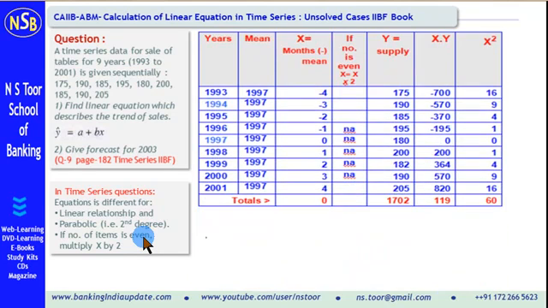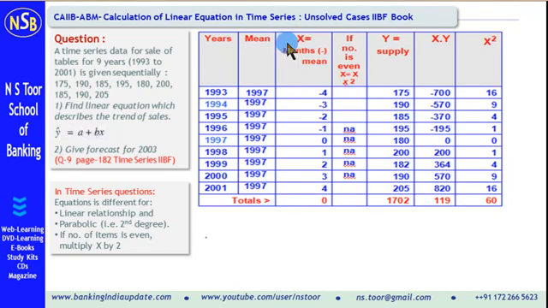First of all, we shall draw this table and make the calculations in it. In this table, we have placed the years. Based on these years, we have calculated the mean. The total of these 9 items divided by 9 gives us 1997. So this is the mean value of these years.